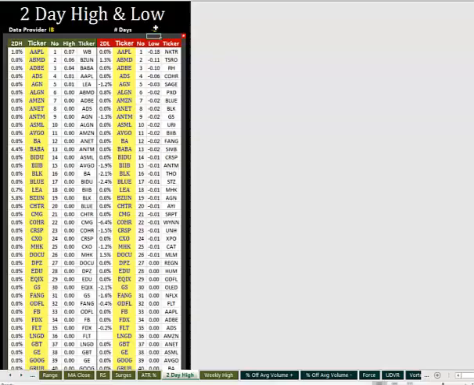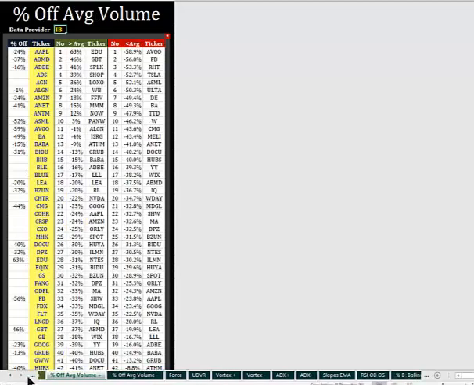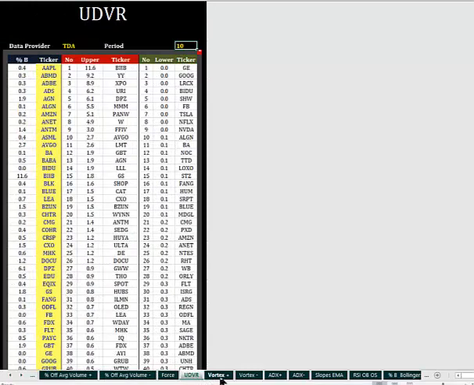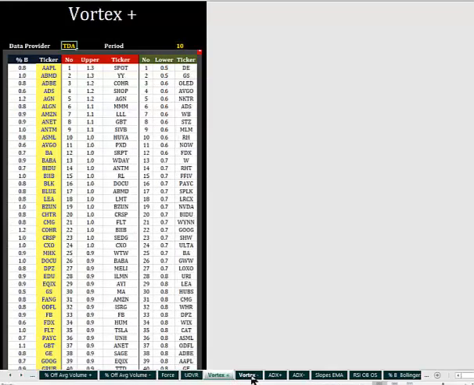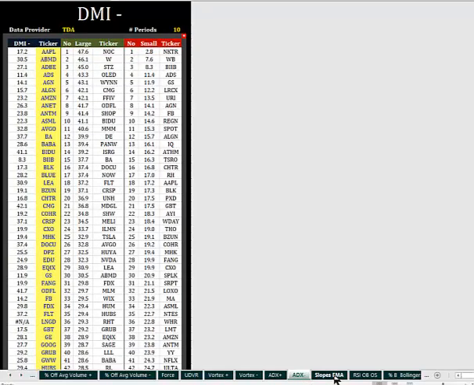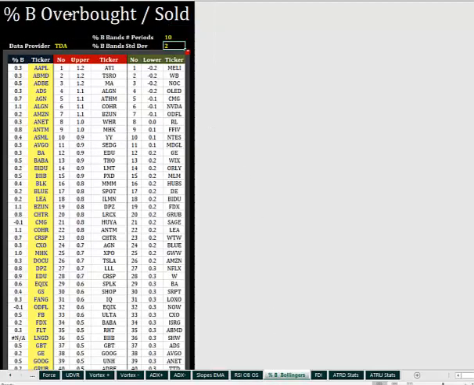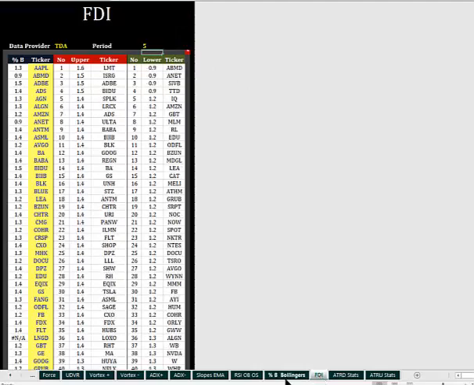2-day high-low, you can have a higher look back. I found this to be best. Percent off volume, and it just goes on down the line. Percent off volume to the upside, to the downside, the force index, up-down volume, your trends, vortex, DMI, positive, negative, the slopes. On here, the slopes, you can change the number of periods that it looks back and the number of periods that it assesses for the slope. With the percent overbought, oversold, you've got the period for the bands. It's a 10 period, meaning 30 minutes, and the standard deviation can be 2, 3, 4, whatever you want.